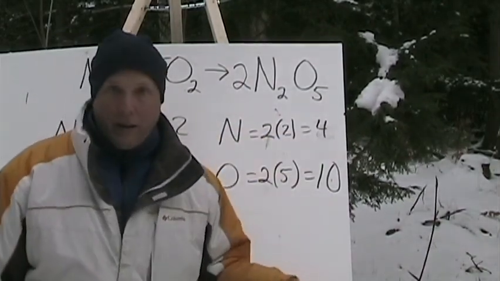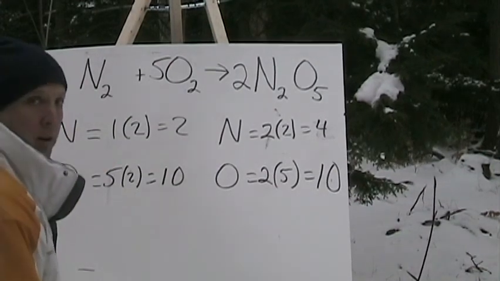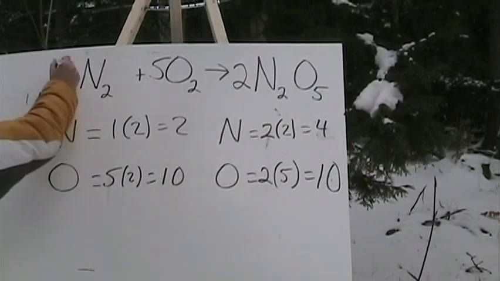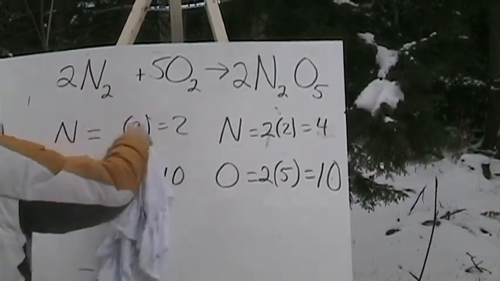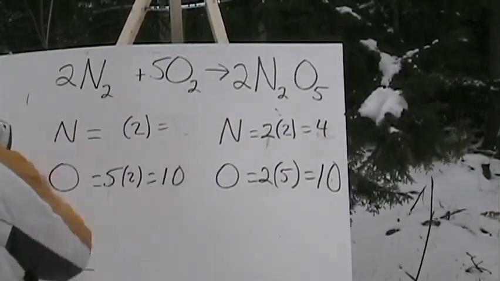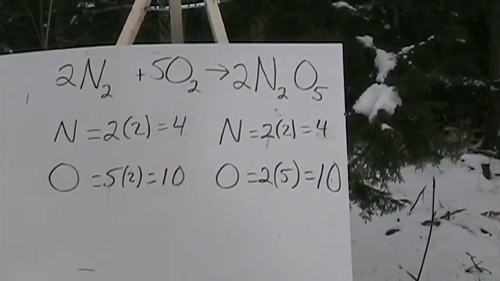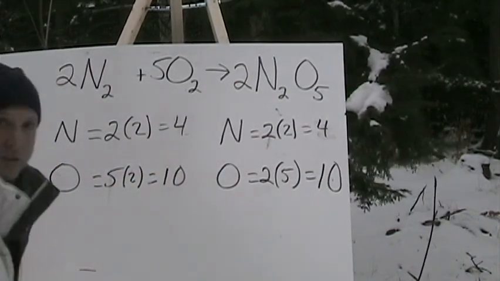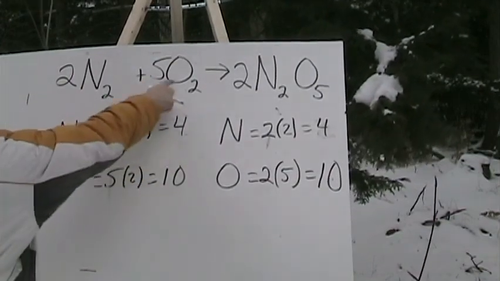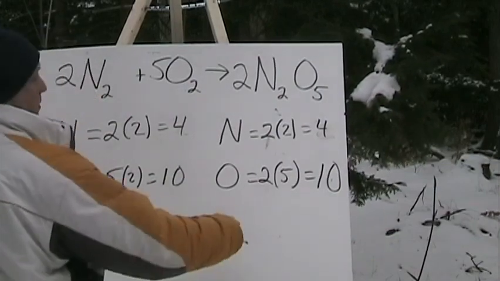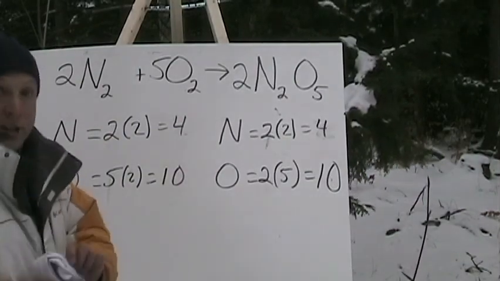Now our nitrogens, we have to get balanced. We have 4 on this side. We have to get 4 on this side. So how are we going to get 4 on this side? We're going to go ahead and change this, 2 times 2 is 4. Now we have a balanced equation. 2 times 2, 4. 5 times 2, 10. 2 times 2, 4. 2 times 5 is 10. Balanced equation. Yay!